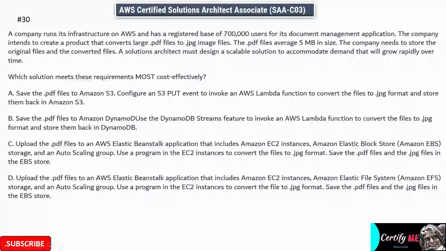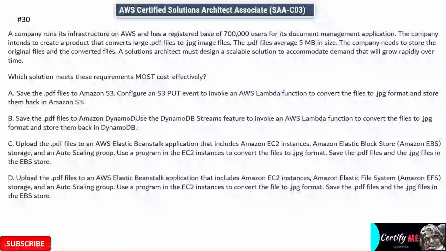Option D. Upload the .pdf files to an AWS Elastic Beanstalk application that includes Amazon EC2 instances, Amazon Elastic File System storage, and an Auto Scaling group. Use a program in these EC2 instances to convert the file to .jpg format. Save the .pdf files and the .jpg files in the EBS store.